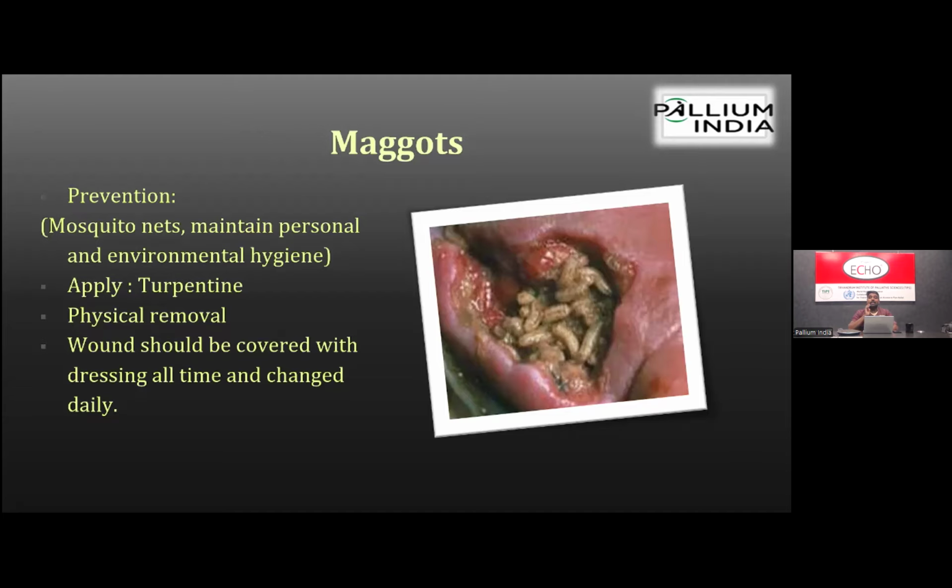So for such areas, in some settings they apply vegetable oil, coconut oil or some other oil over the wound. Because of the oil, there is a lack of oxygen supply, and the maggots will naturally come out. In this way we can remove the maggots. So these are some of the things we can do for maggot infestation also.